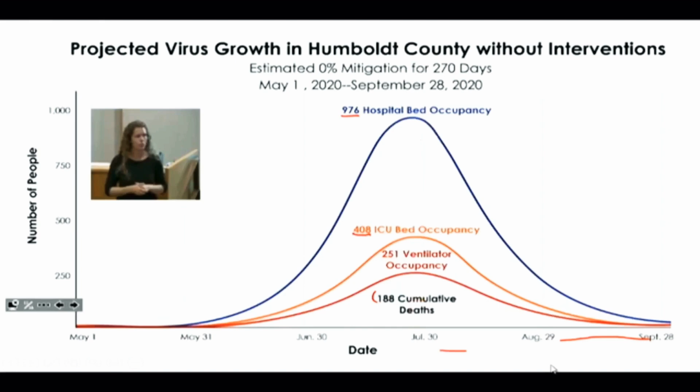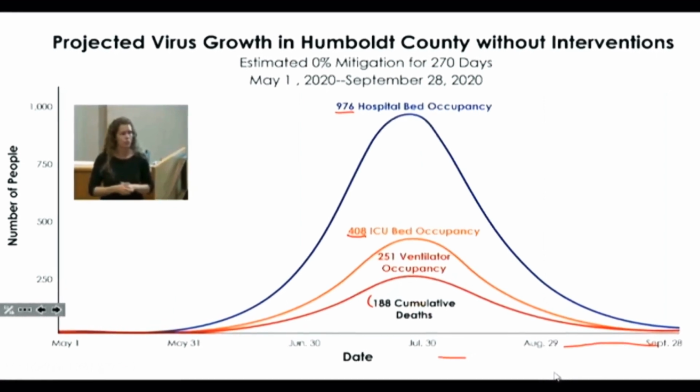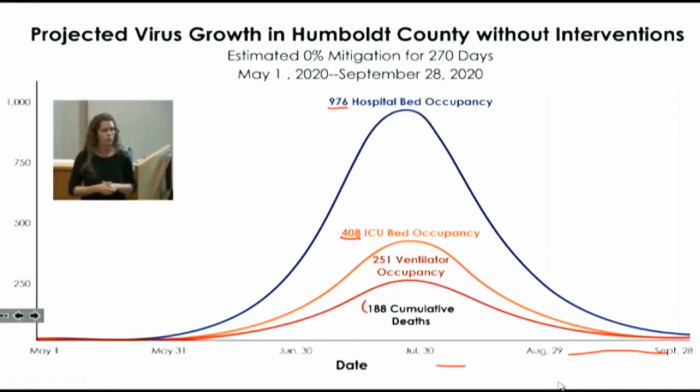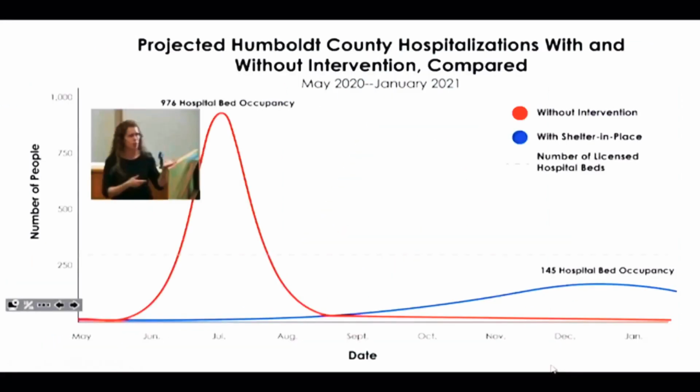976 patients sitting in a hospital bed at one time. We have 408 patients sitting in an ICU bed at peak, 251 patients on a ventilator, and up until this point, we have 188 cumulative deaths, and that does not account for the deaths that occur on the downslope of this curve.